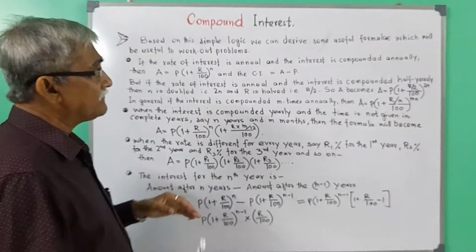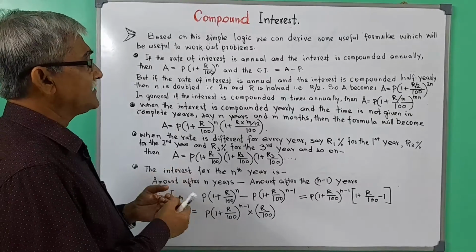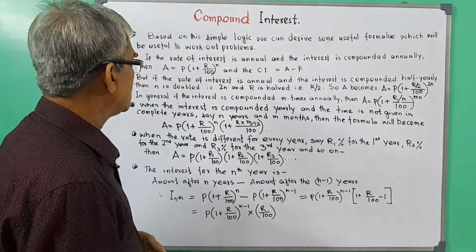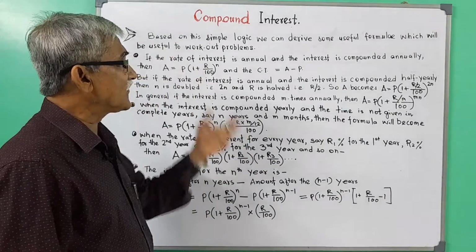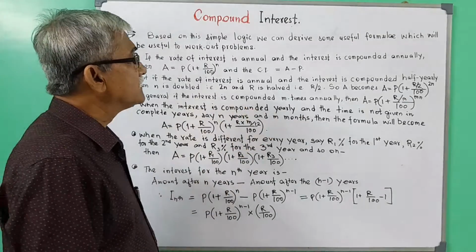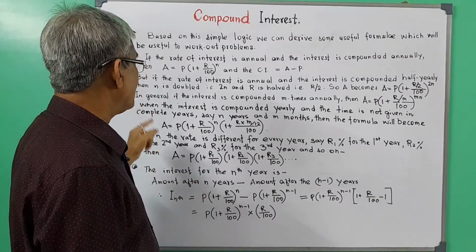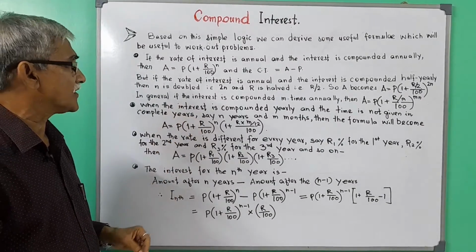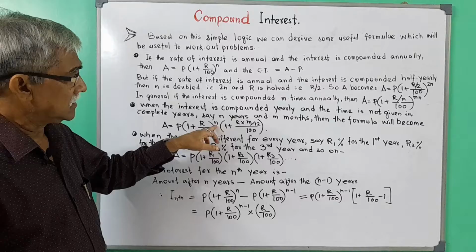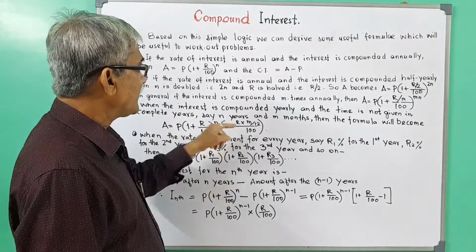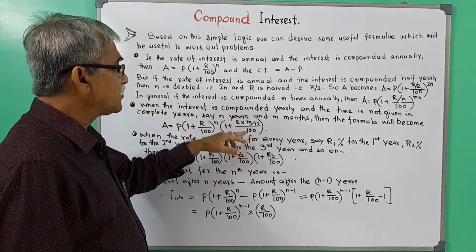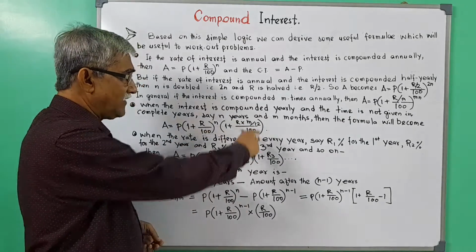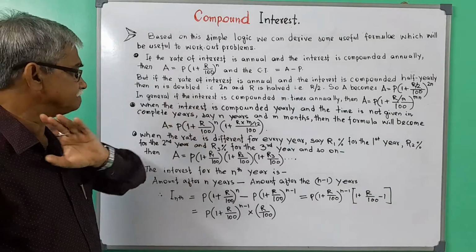Now, when the interest is compounded yearly and the time is not given in complete years, say 2 years 5 months, like that, say n years and m months, then the formula will become amount A equals P into (1 plus R upon 100) to the power n, whole into (1 plus R into m by 12 upon 100). When it is months, we are turning this into years, m by 12.